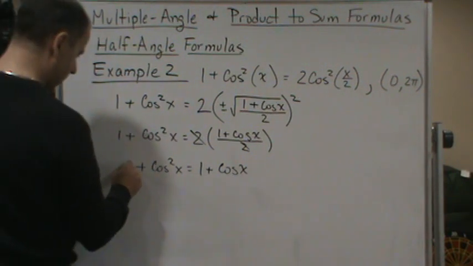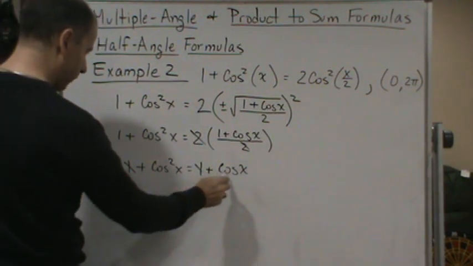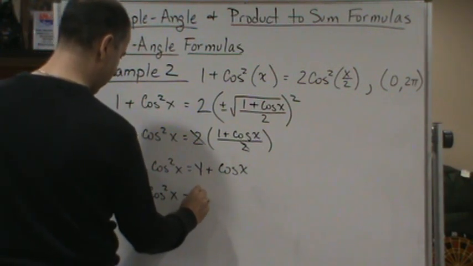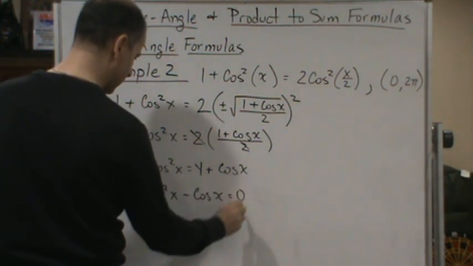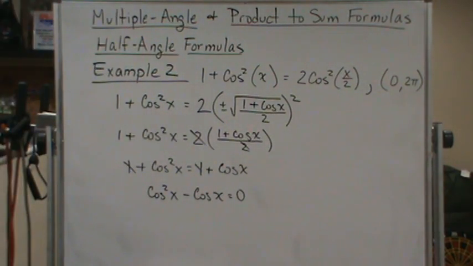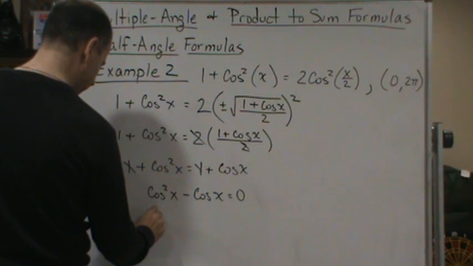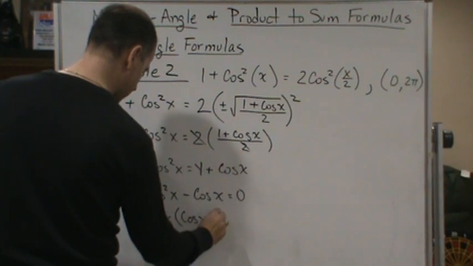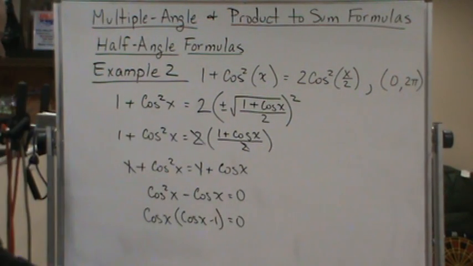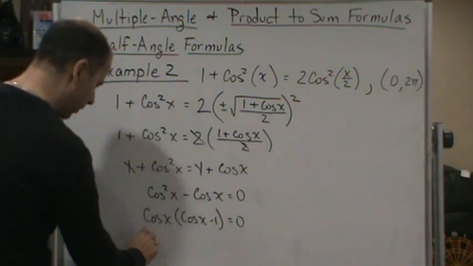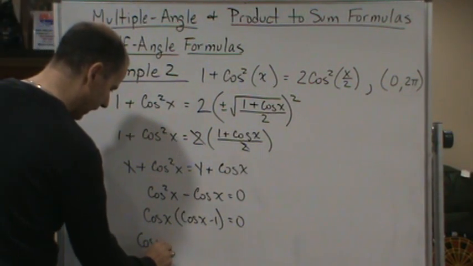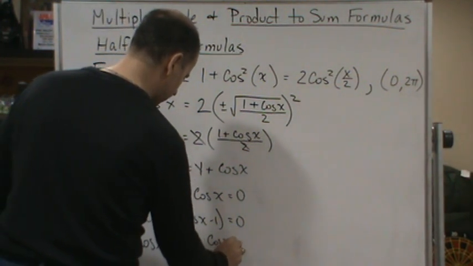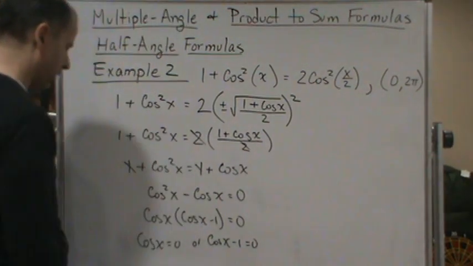And then of course the 1's are going to cancel here, and then if we subtract cosine from both sides, we get cosine squared x minus cosine x is equal to 0. And then of course we can factor out a cosine now. So cosine x times the quantity of cosine x minus 1 equals 0. And so now we got the zero product principle, and we know that either cosine x has to equal 0 or cosine x minus 1 has to be equal to 0.